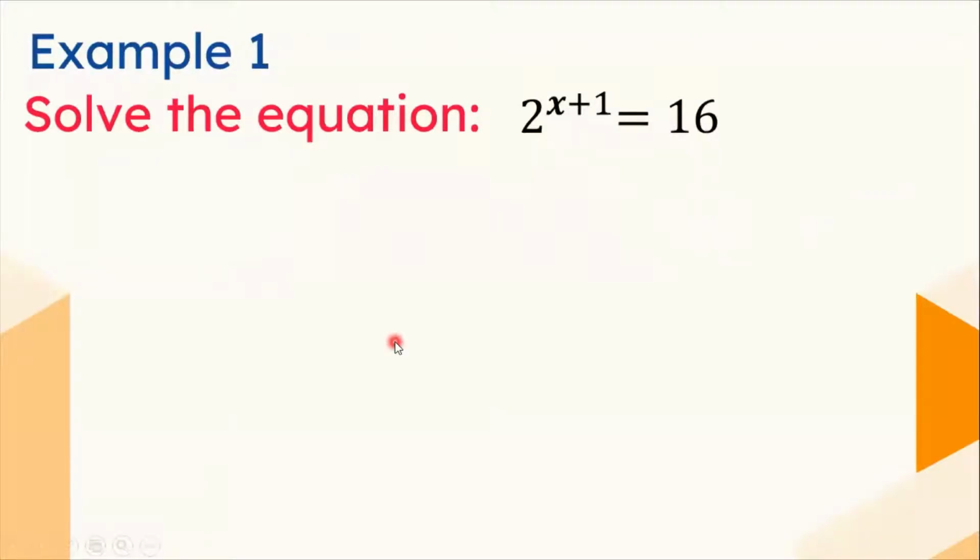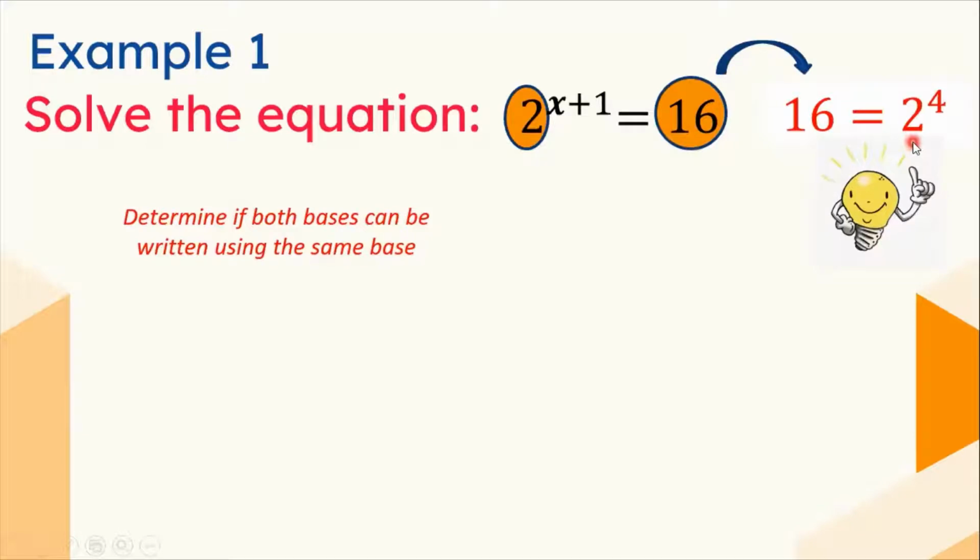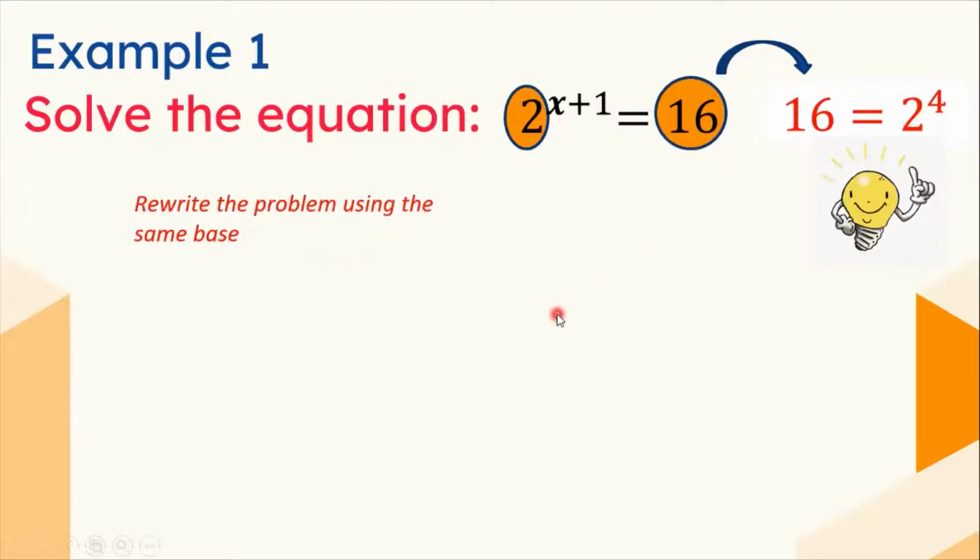Let's try this first example: solve the equation 2 raised to the power of x plus 1 is equal to 16. The first thing we need to do is to determine if both sides can be written using the same base. In this case, 2 and 16 can be written using the base 2, since 16 is just equal to 2 raised to the power of 4. Let's rewrite the problem using the same base.